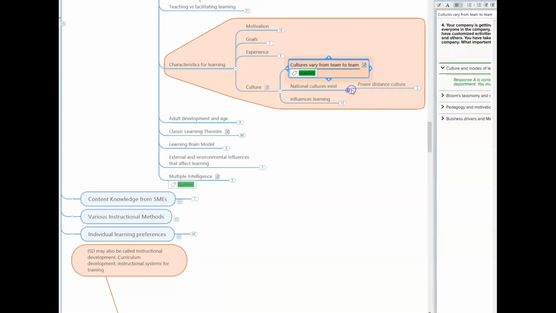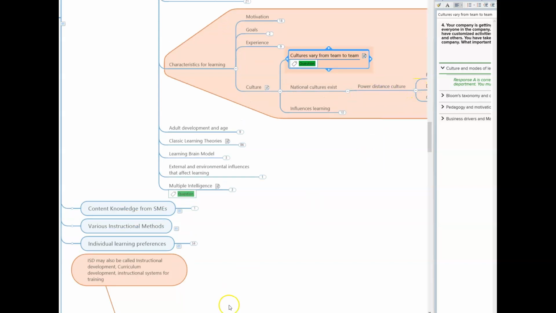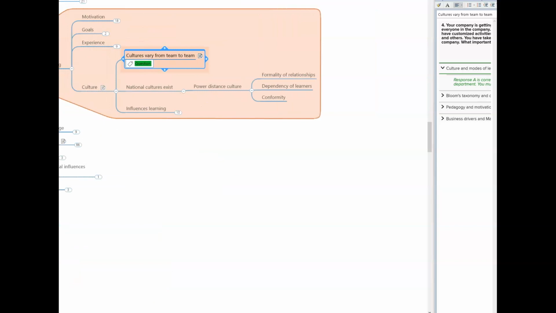National cultures also exist, and there's a power distance culture. This includes the formality of relationships. There's a dependency of learners on the instructor, and there's this high level of conformity in the power distance culture.